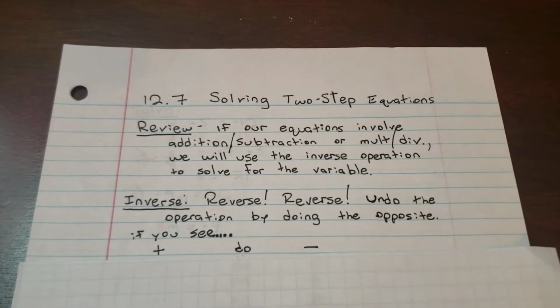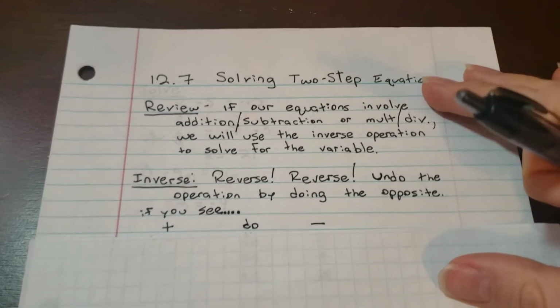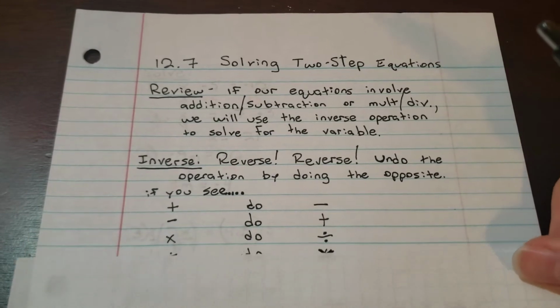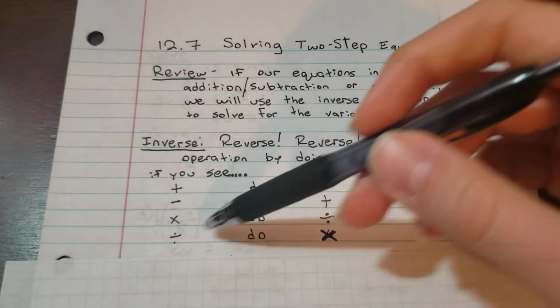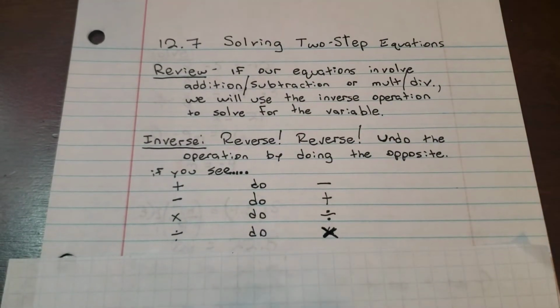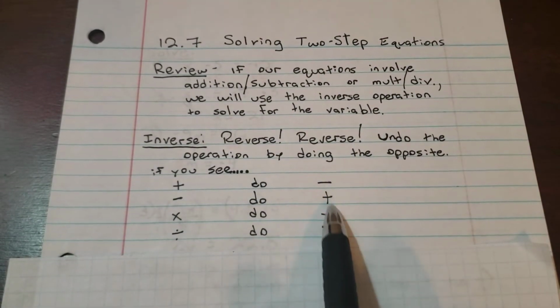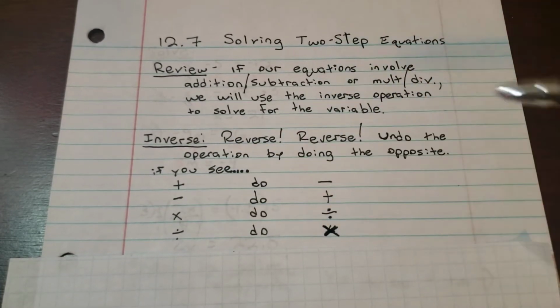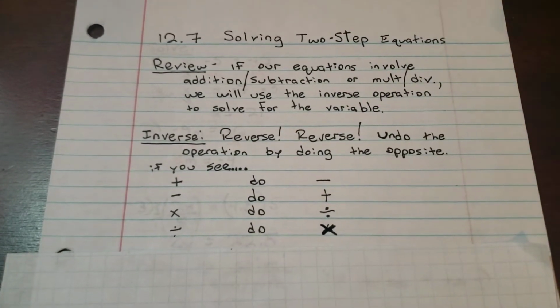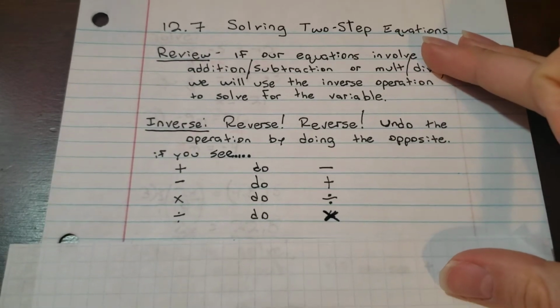So if you see addition, you do subtraction, subtraction, addition, multiplication, division, or if you see division, you do multiplication. Again, these are the inverse of those, right? This is all things that we've been going over this whole week. So hopefully this all makes sense.